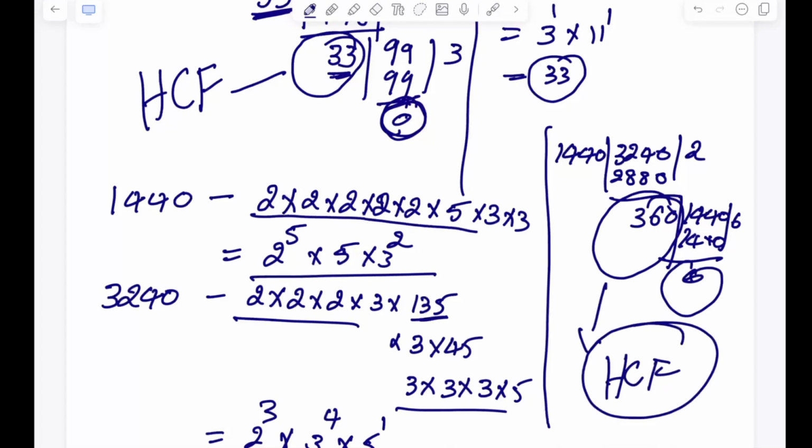Write down the number into multiplications of powers of prime numbers, write down the common prime numbers, have the lowest power on them, multiply them, you will get the HCF.